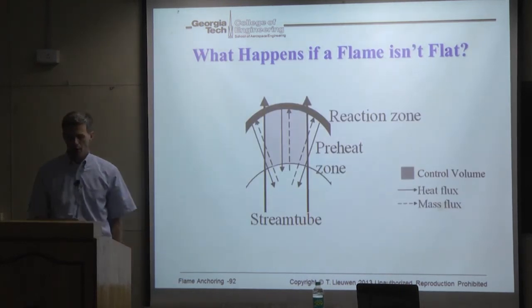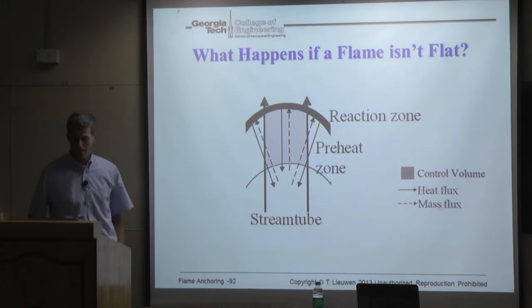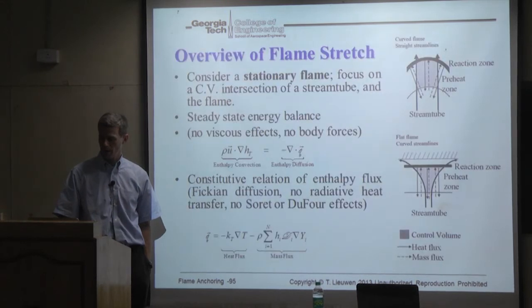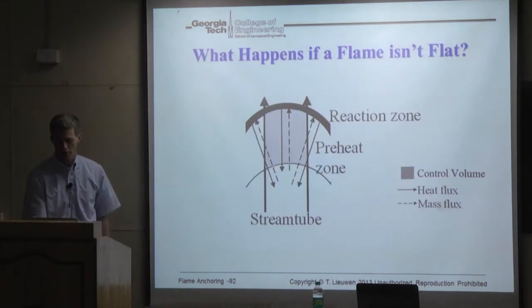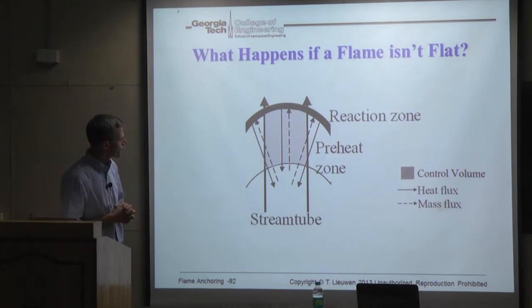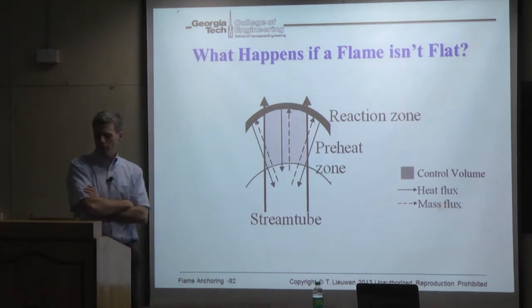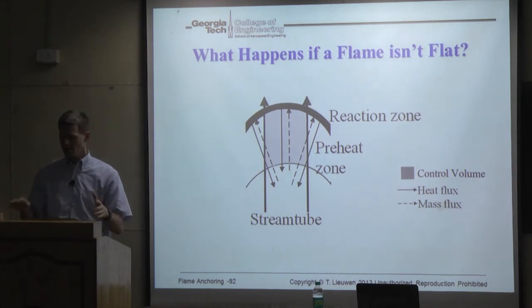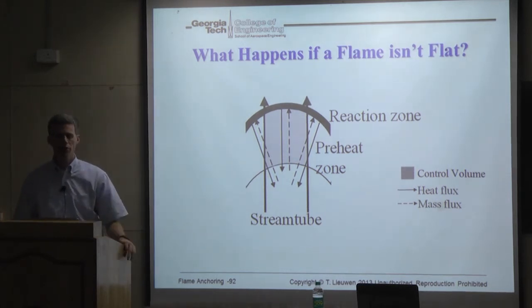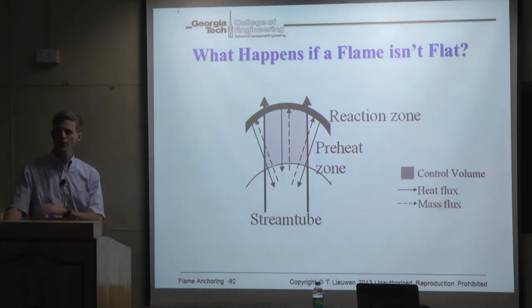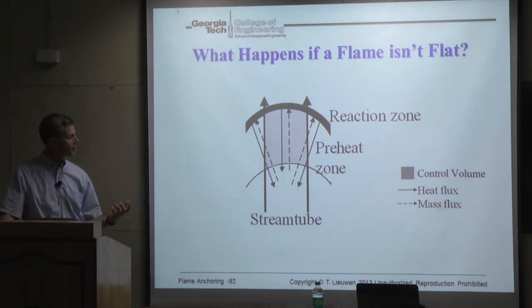But really what I want to get into now is what happens if a flame is not flat, or what happens if the flow field isn't one-dimensional. And that's the whole concept of flame stretch. So if we think about this for a minute, what happens if a flame isn't flat? We're going to analyze this within the concept of one-step chemistry for now. You can analyze these structures with detailed chemistry, and there are some modifications to the picture. But it's very useful to just think fuel plus oxidizer goes to products.